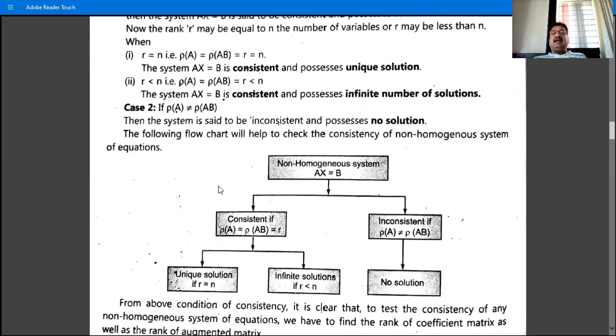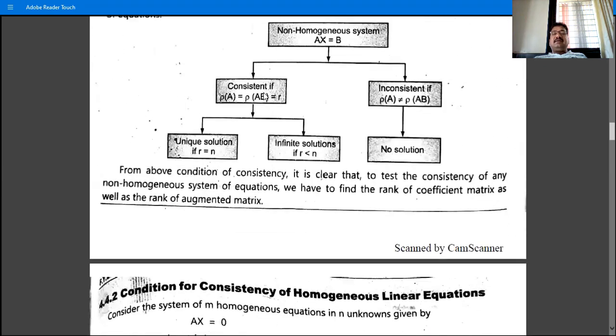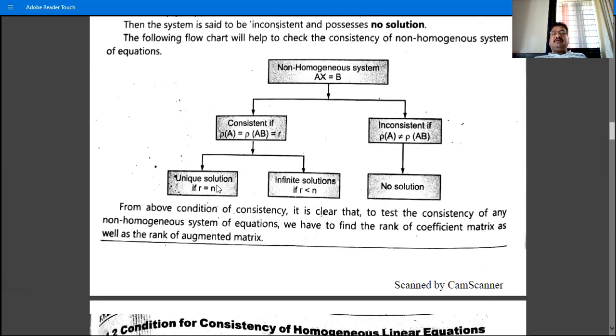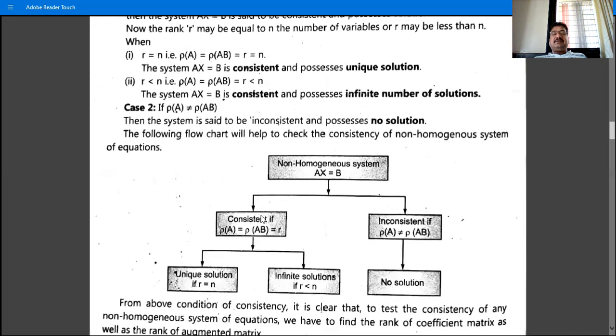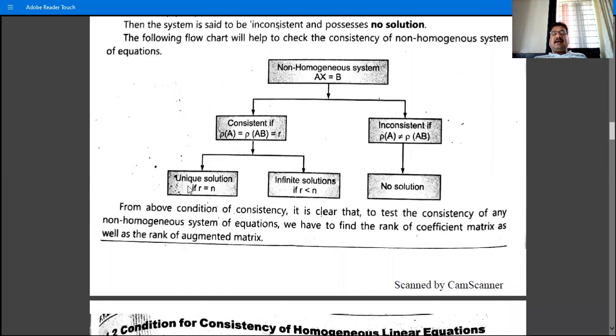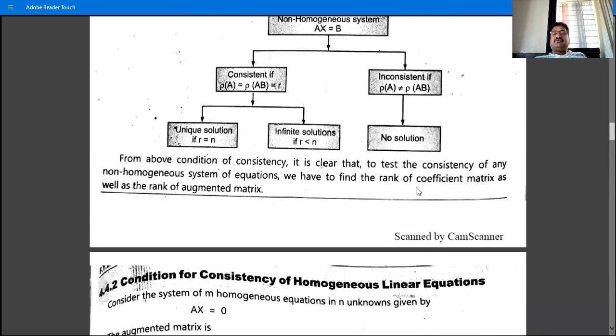So if these three are equal, that is, if rank of A is equal to rank of AB is equal to number of variables, equal to n, then we say the system is consistent and has a unique solution. And if rank of A is equal to rank of AB is strictly less than n, that is the number of unknowns in that system, then the system is consistent and has infinitely many solutions. And if the system is inconsistent, it means the system has no solution, that is, zero solutions.